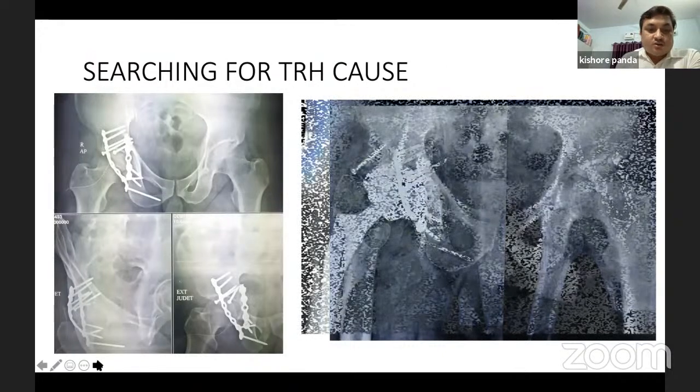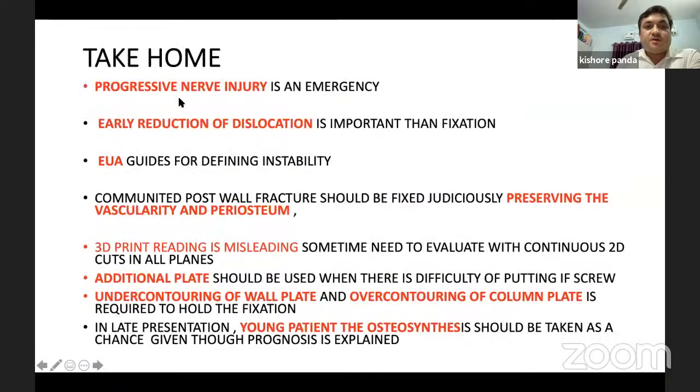So to summarize, progressive nerve injury is an emergency. Early reduction of the dislocation is more important than fixation. Examination under anesthesia guides in defining instability. Comminuted posterior wall fractures should be fixed judiciously, preserving the vascularity and periosteum. 3D printing is sometimes misleading. You have to read all the cuts in the console.